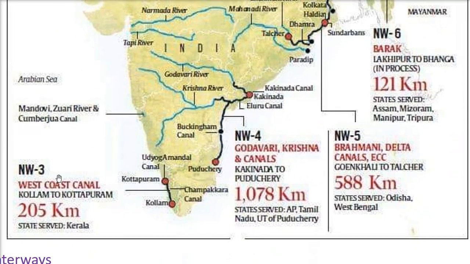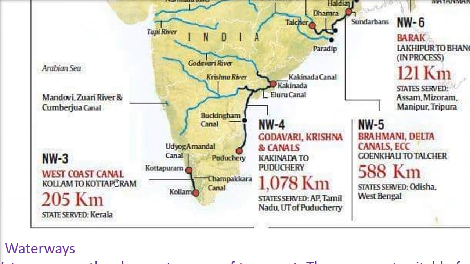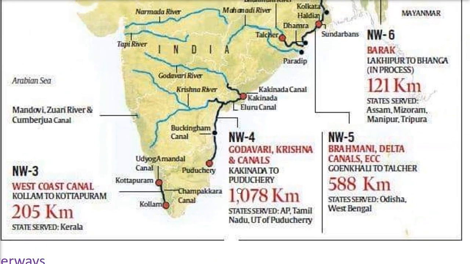Then we come to the third one, which is the West Coast Canal. The endpoints are Kollam and Kottapuram, around 205 kilometers. The state being served is Kerala.